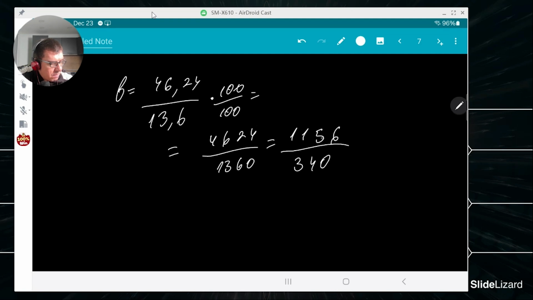Again, 56 and 40 are both divisible by 4, so these two numbers meet the criterion of divisibility by 4, which, as you remember, is that the last two digits have to be divisible by 4. The last two digits are regarded as a two-digit number, so we can divide by 4.